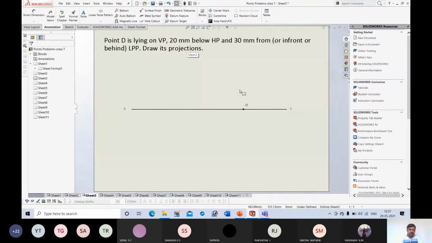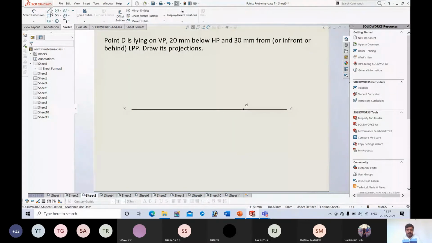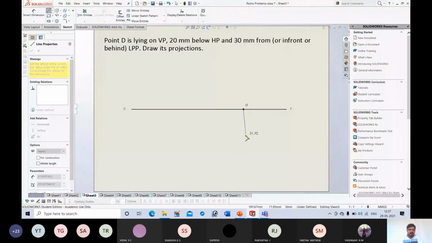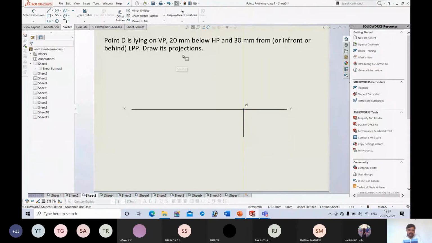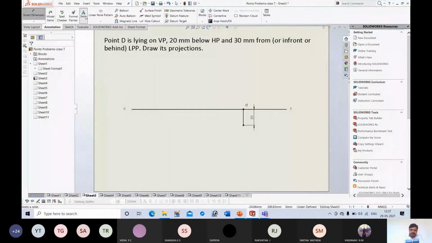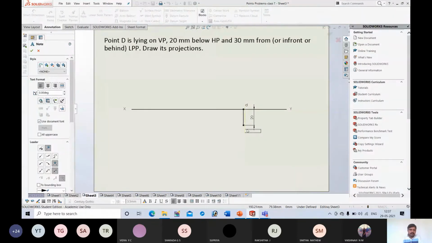So I will draw a projector. On this line only I should get front view, that is 20 mm below HP. So I will place a point and it should be at 20 mm below XY since it is below HP. So this should be 20. Next, this is the front view. I will name it as D dash, D prime. Next, I should go for drawing profile view.